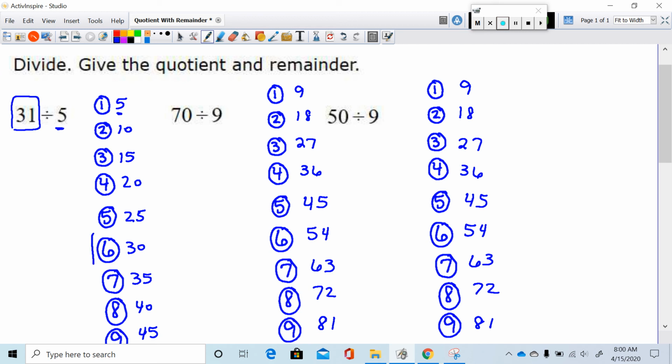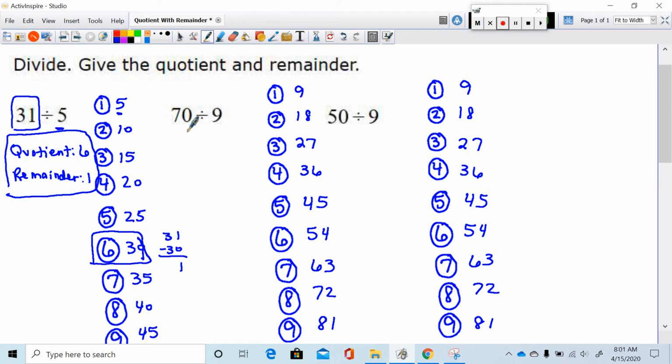So in this case it would be 30. So the number out front that's circled is the quotient. And the remainder, you take the number in the box that you were dividing and subtract out the number that's next to your quotient, and the remainder is 1. So that's how you do that.